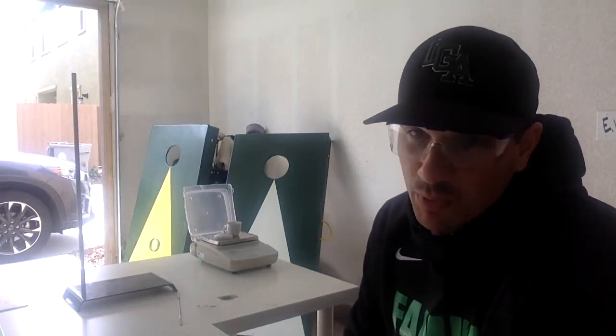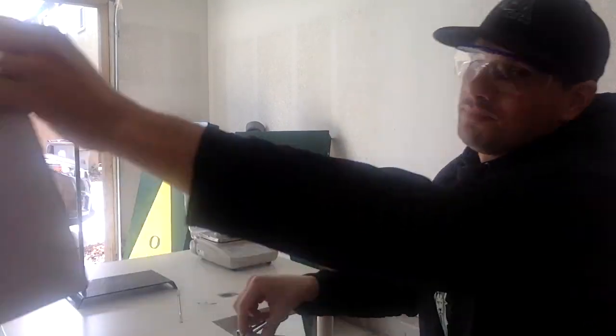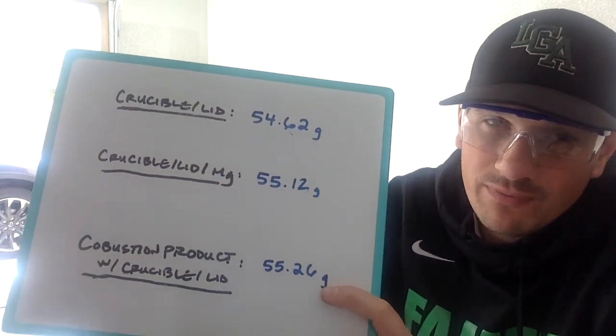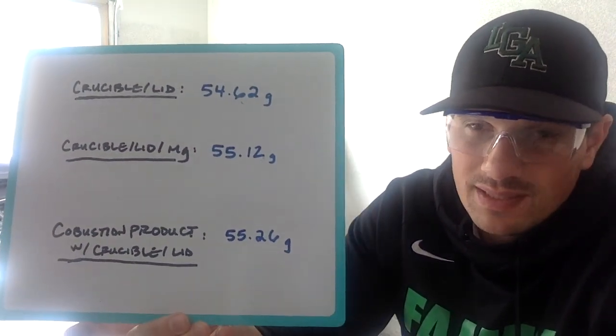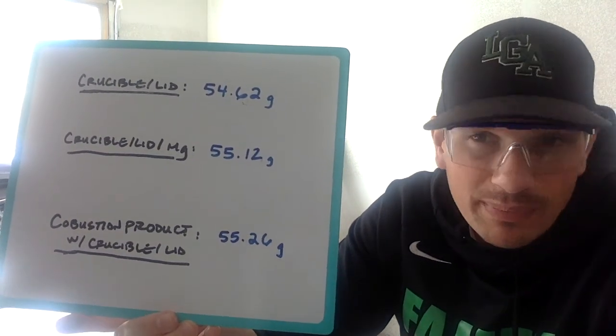I'm going to wait for this to cool down. I'm going to weigh it out, and then we'll come back in just a sec. Now, my crucible cooled down enough to weigh it, and I get about 55.26 grams. Now, we started out with just the crucible and the lid at 54.62 grams, magnesium 55.12 grams, so we got a little bit of oxygen.